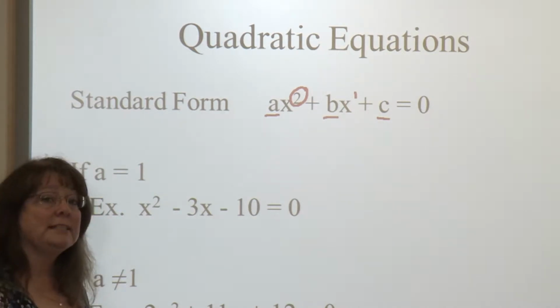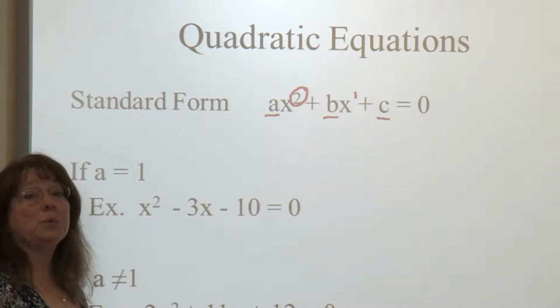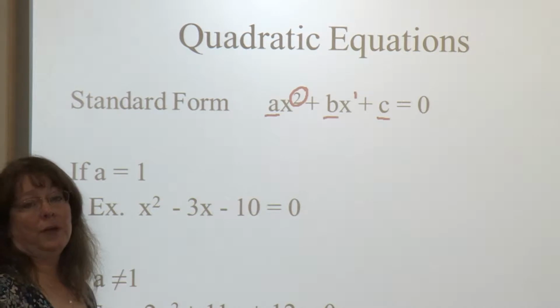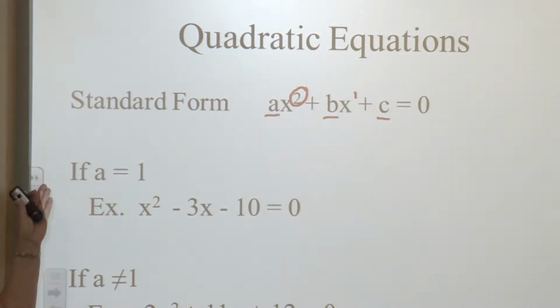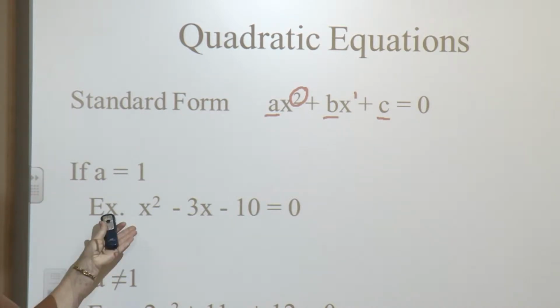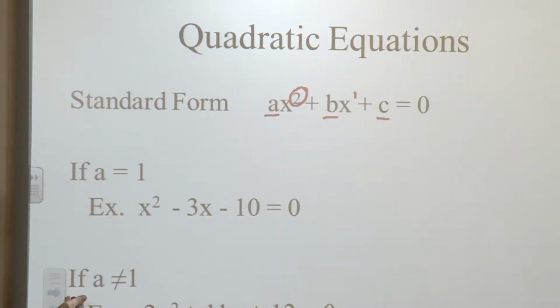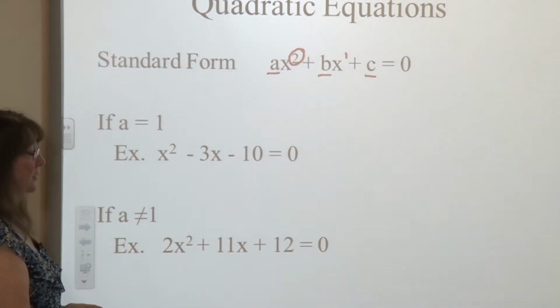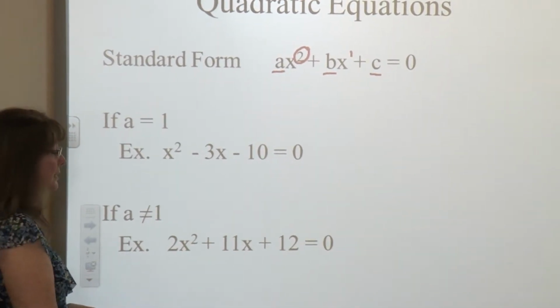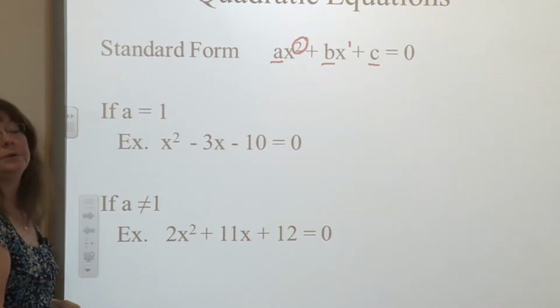It makes a big difference if that first value, a, is equal to 1 or it's a different value. So I've given you two examples that we'll take a look at. The first one is a equals 1. Here's our example of a quadratic: x squared minus 3x minus 10 equals 0. And we'll look at factoring this one in just a moment. But if a does not equal 1, you might see a quadratic equation that looks like this: 2x squared plus 11x plus 12 equals 0.